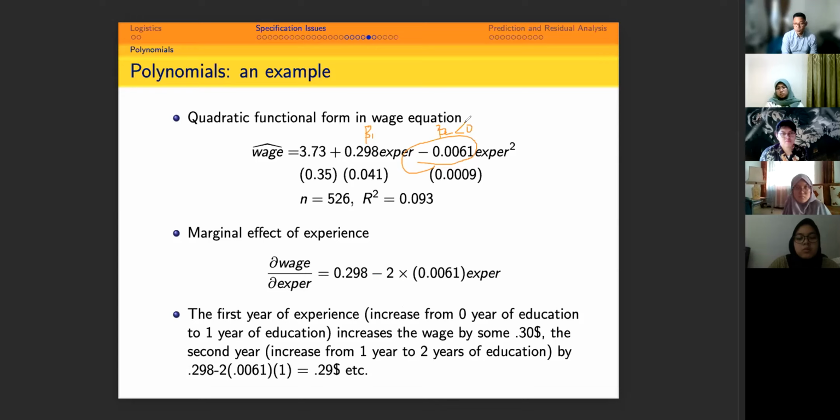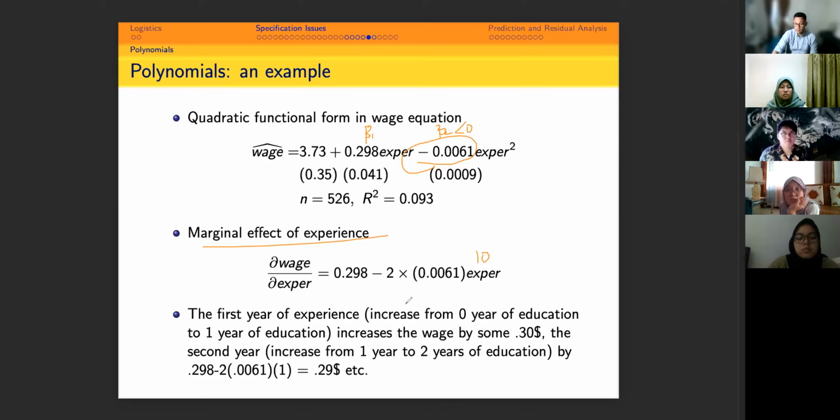Now, suppose that we have someone who works for 10 years. So what's going to be the return or the marginal effect of experience for someone with 10 years of working experience? Basically it's just 0.298 minus 2 times 0.061 times 10. That's going to indicate the effect of experience on wages for someone who's worked 10 years in the labor market.